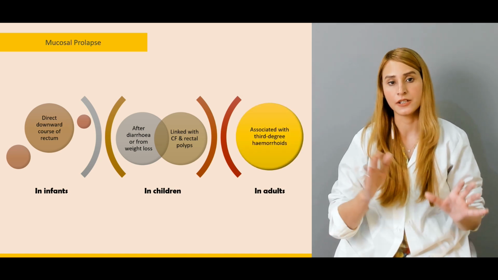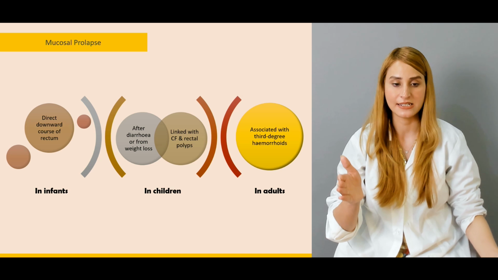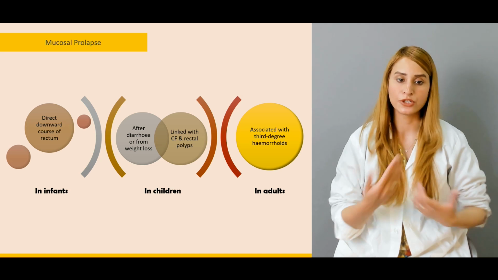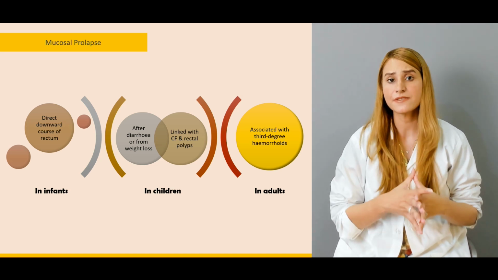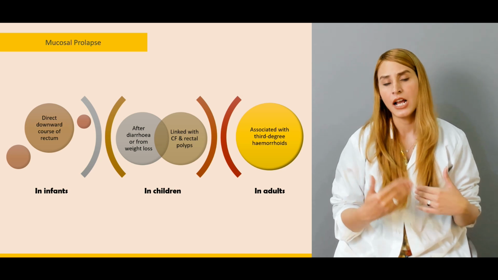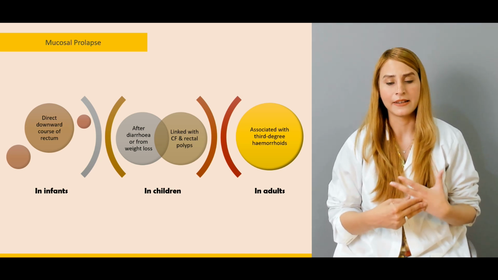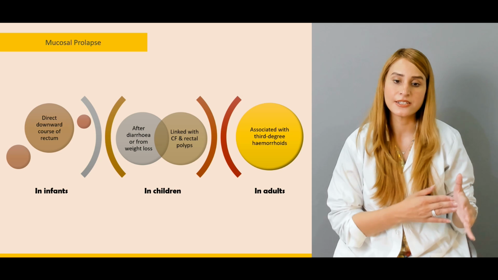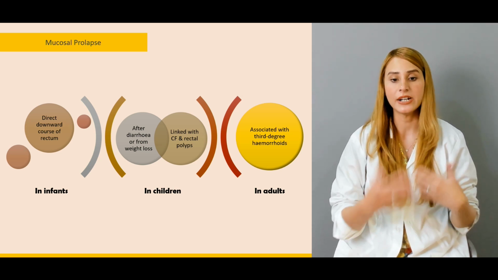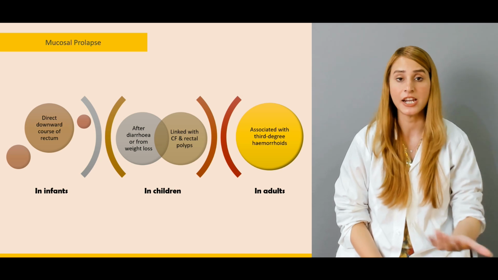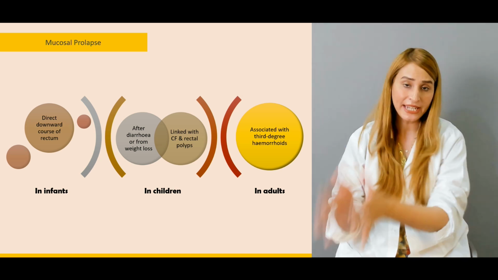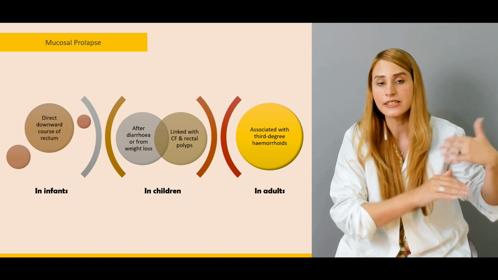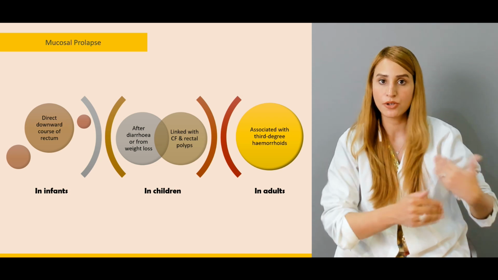We're going to discuss the types of mucosal prolapse one by one in all these entities, in infants, in children, and adults. In infants, it's only the downward course of the rectum. But in children, it's after diarrhea or weight loss, and it's related to a rectal polyp most of the time, or to cystic fibrosis, which is a very common disease in children. And in adults, this rectal prolapse is associated with third-degree hemorrhoids. So in infants, it's only the simple downward protrusion of the rectum.